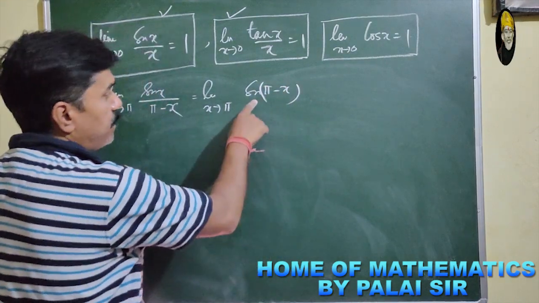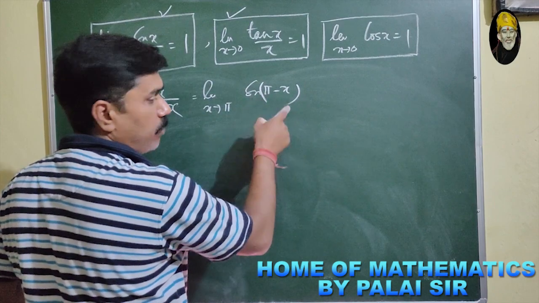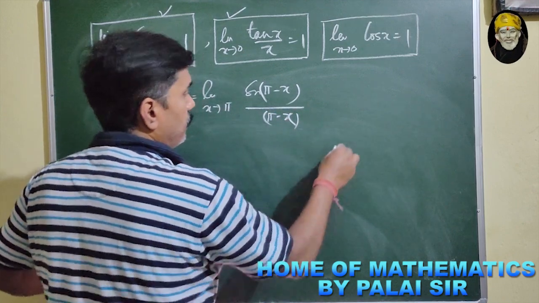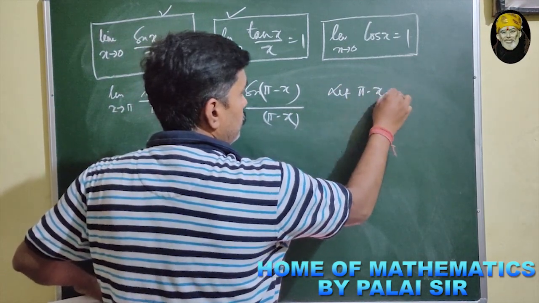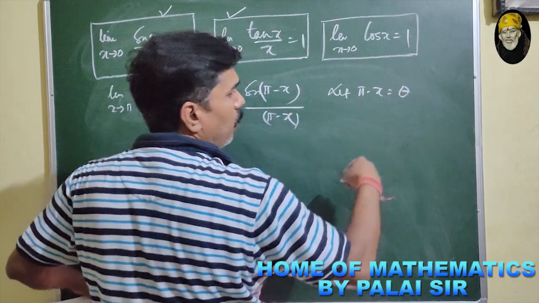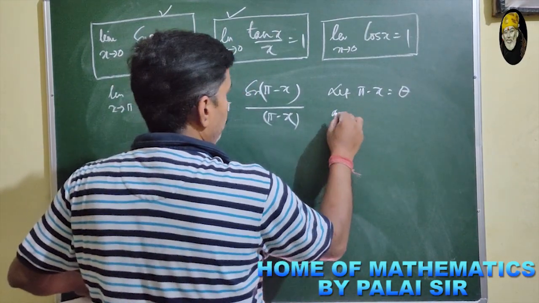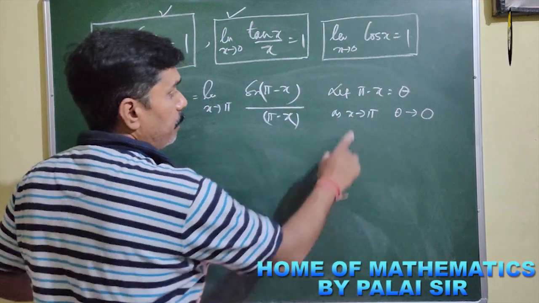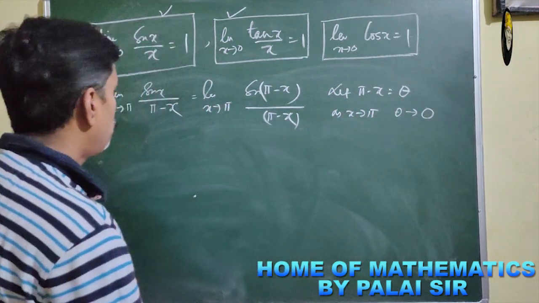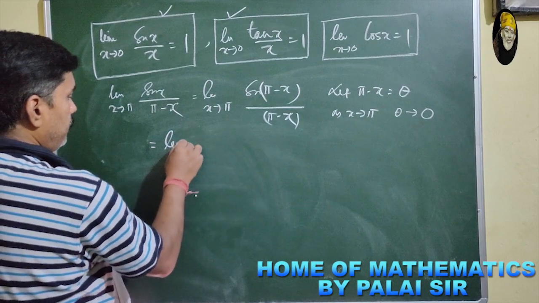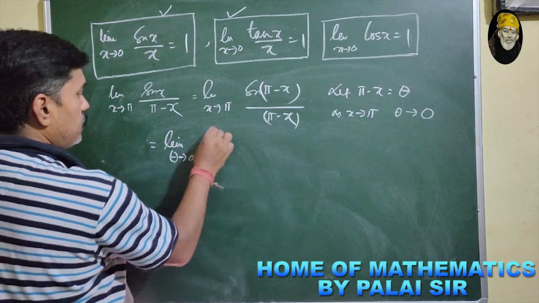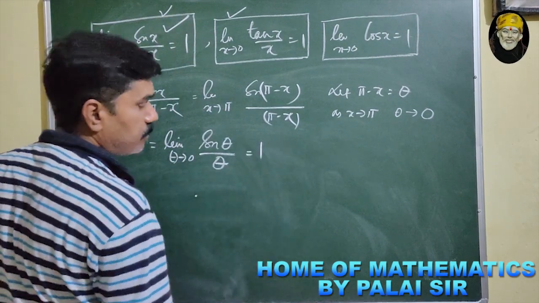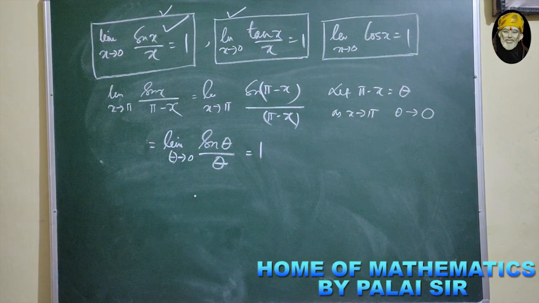Sin 180 minus theta is sin theta. It is in the second quadrant, so its sign is going to be positive. And here it is pi minus x. Only thing you have to do here, you take pi minus x as theta, or you take it as y or whatever. As x tends to pi, theta tends to what? 0. You see, pi minus pi, its value is 0. So you can change this one. So limit theta tends to 0, sin theta by theta. It is in this form. So its value is what? 1.